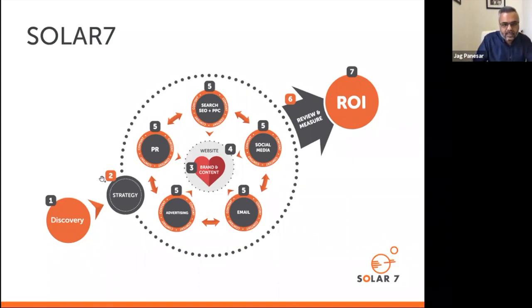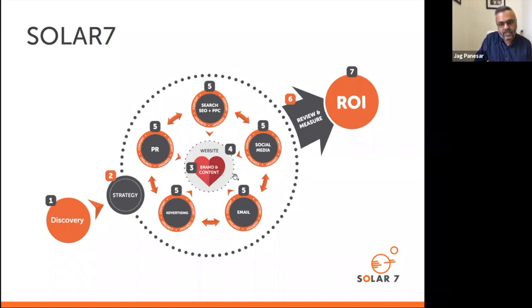Stage 2 is about creating the strategy, and that captures all activity that needs to take place. The outcome from the strategy is always what we call a roadmap. It will say, right, in May you need to do this, in June you need to do that, in July you need to do this, and that all references back to the overall strategy document. At the heart of the model is stage 3, which is your brand and your content, the overall message. That's the foundation for any marketing that you're going to be doing.